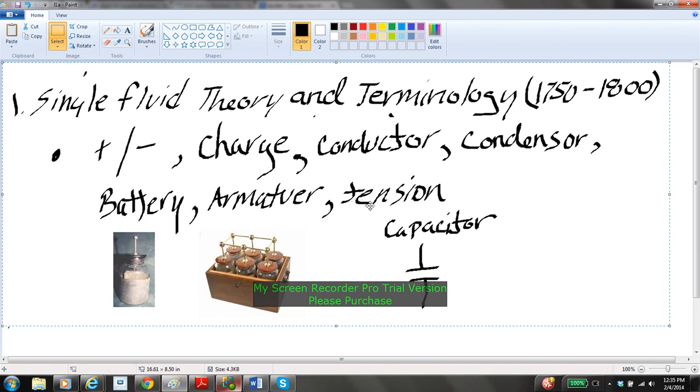And tension, he applied to experiments where you would have a charged surface, and then there would be ropes connecting to little balls or little orbs, metallic orbs, and the rope would be insulator, and they would develop the same charges, and they would repel, and they would apply tension to the cord connecting the two charged items.